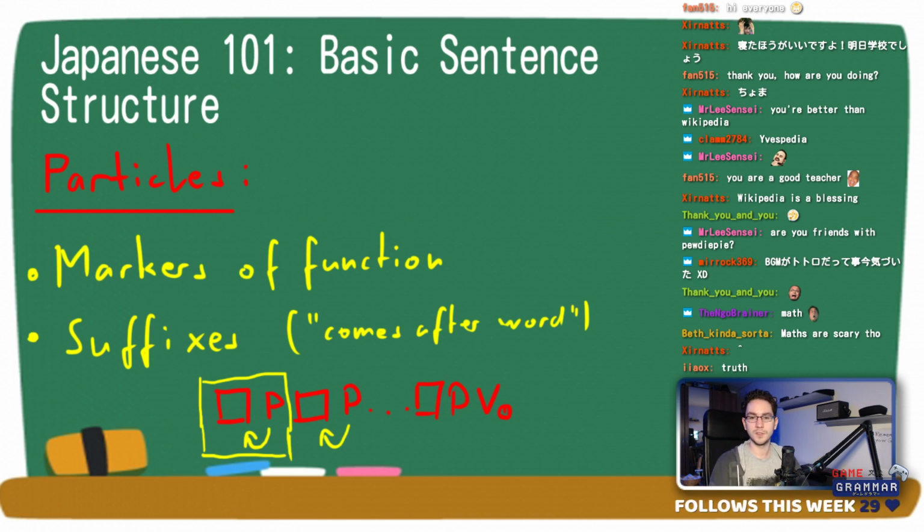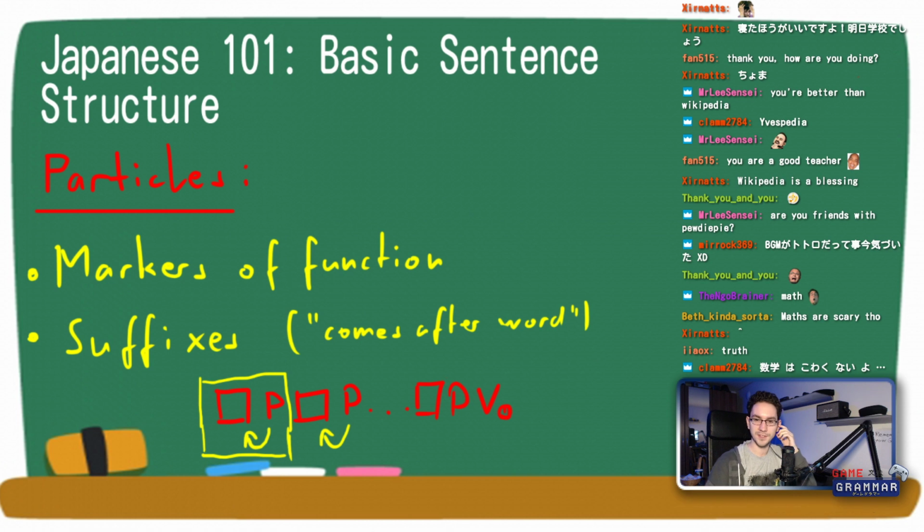Alright, so now that we know this, math are scary. Maths are scary? Wouldn't it be math is scary? 数学は怖くないよ。ないよ。Math is difficult, but can be fun.